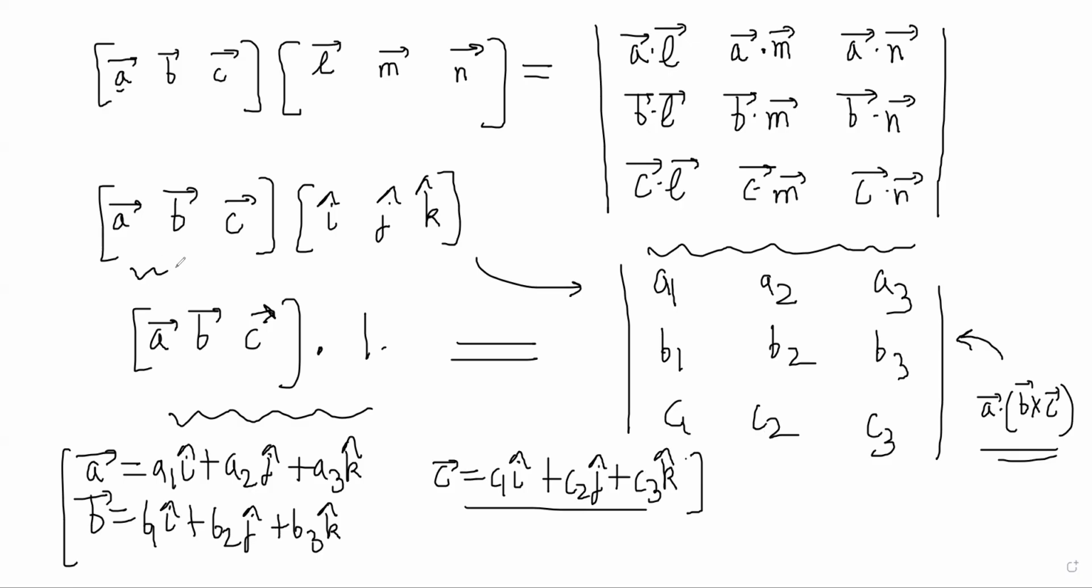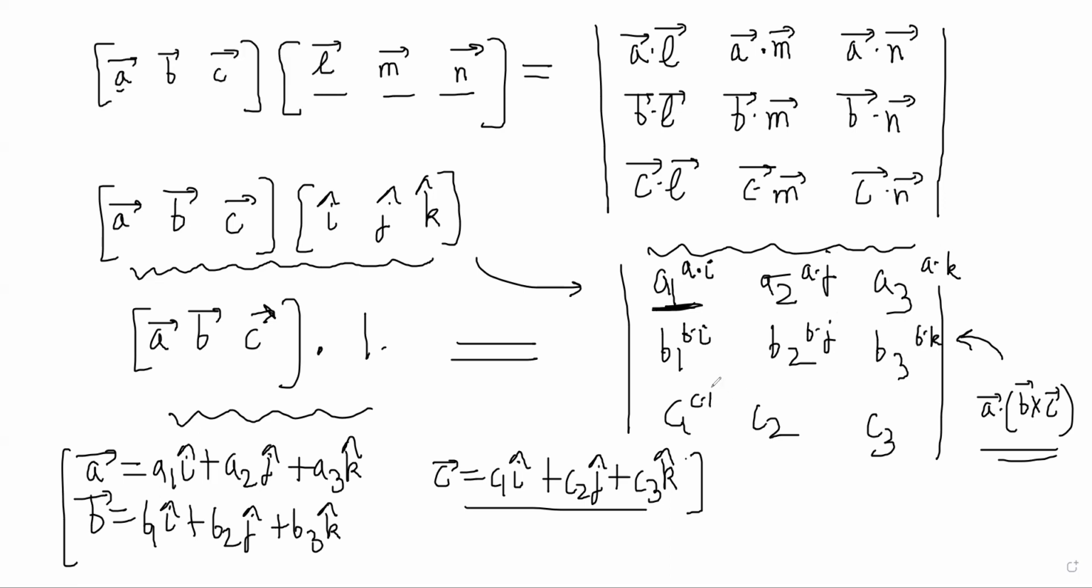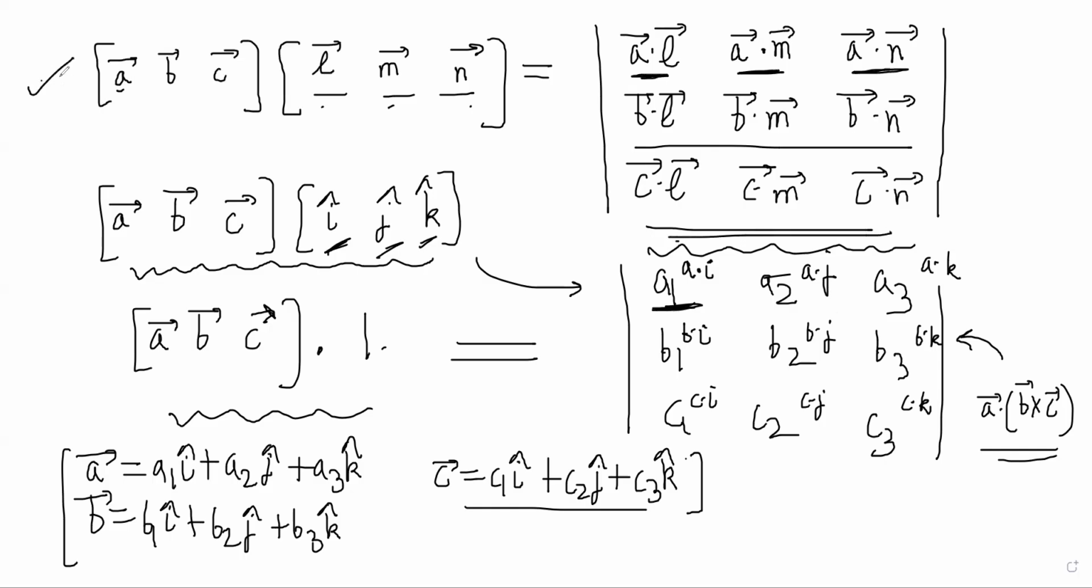So now what we are doing is, instead of doing this, we are putting L, M, N here. Notice that A1 is what? A1 is A dot I. This is A dot J. This is A dot K. This is B dot I, B dot J, and B dot K. And this is C dot I, C dot J, C dot K. So technically, if I replace IJK with another vector LMN, I am doing that only: A dot L, A dot M, A dot N, and so on. So remember this property. This property is going to be useful for you in problems.